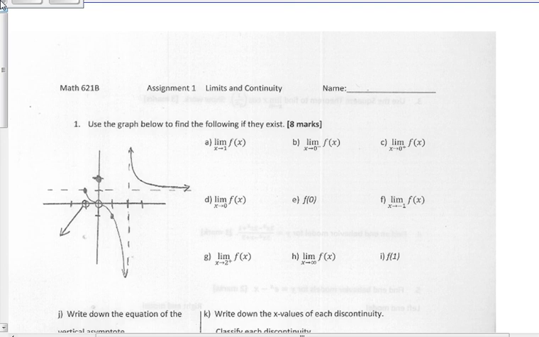Hi folks, we're going to take a look at our first calculus assignment on limits and continuity. I hope that the resolution's okay. If something doesn't make sense, feel free to pause, go back to it. Here we go. We're going to use the graph to find some limits.